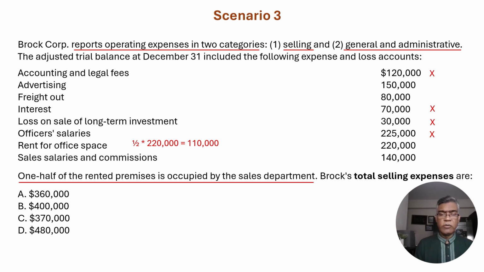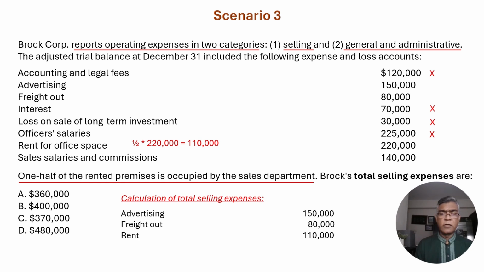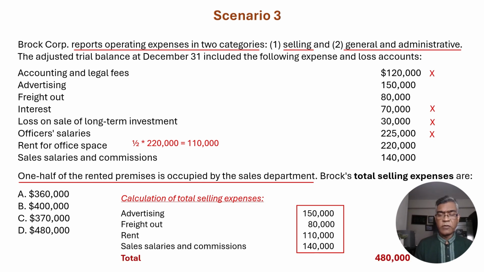So we need to calculate the total selling expenses. Calculation of total selling expenses: first one is advertising 150,000. Freight out 80,000. Rent 110,000, which is calculated already here. Sales salaries and commissions 140,000. Total 480,000. So the correct option is letter D.